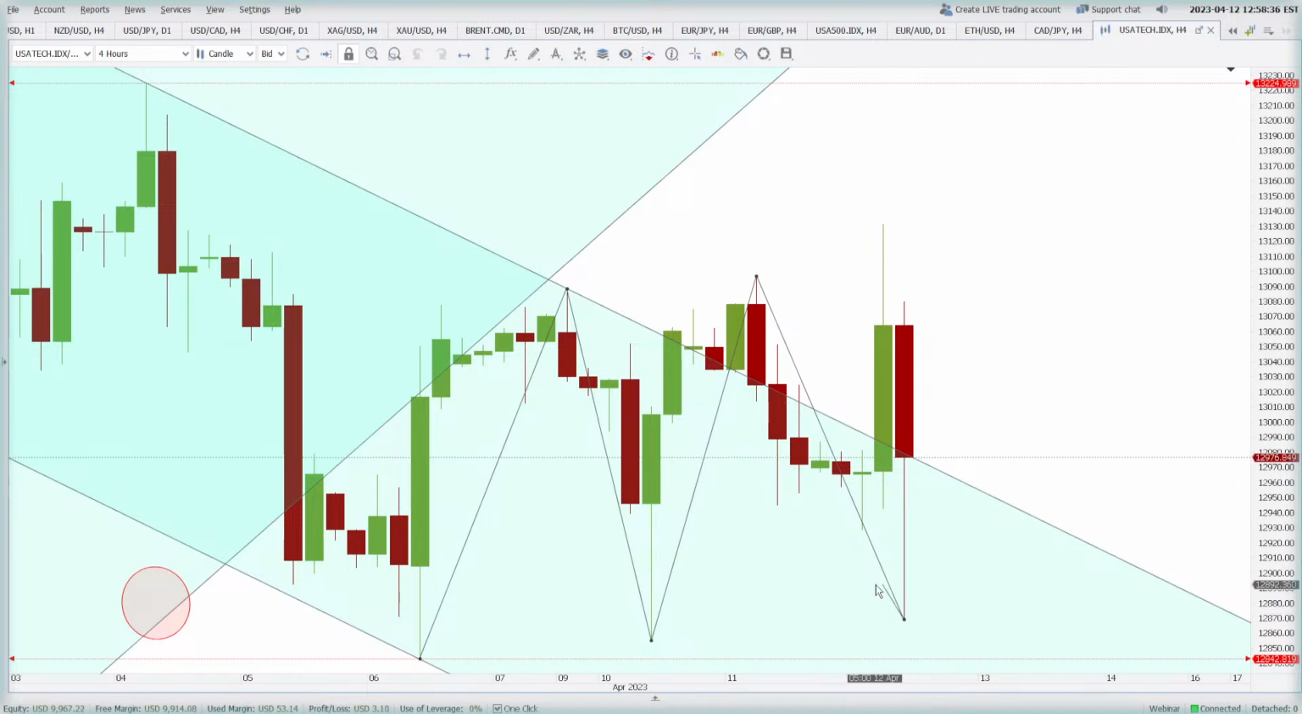Okay, this was not the higher low. Actually, this was the higher low, and this was the higher high. Now the market has made a lower low, so expect a lower high. And okay, I got it.